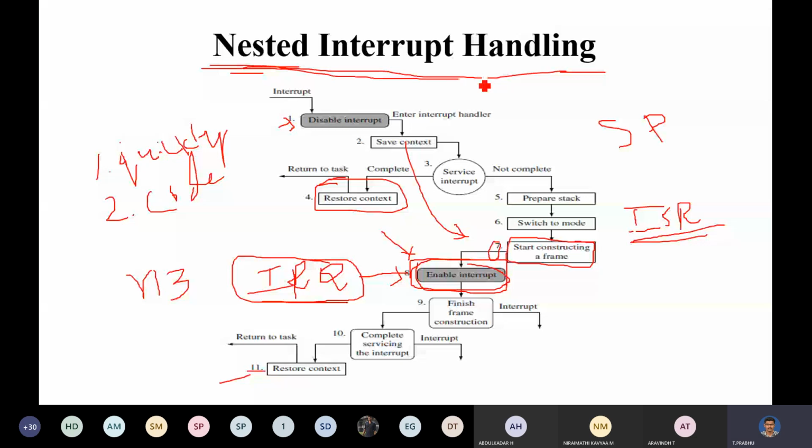Then the third one is the cache. What type of cache is used? It is the memory which sits between memory and the CPU.